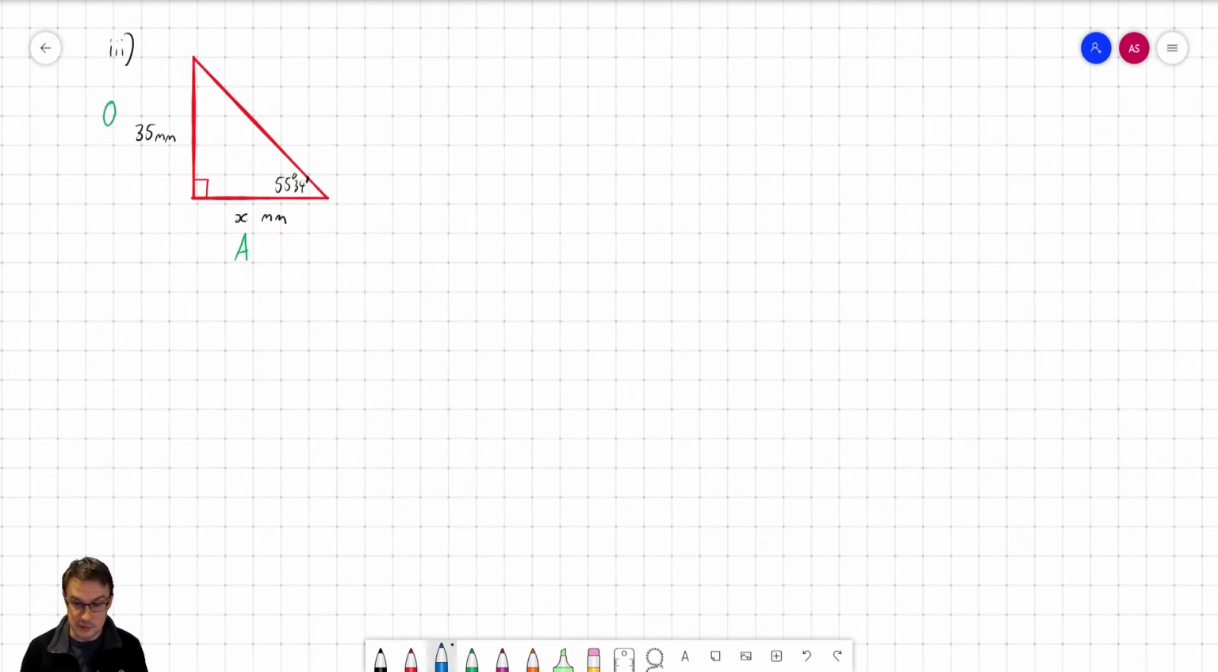So the ratio we're using in this instance is going to be the tan ratio. So it's going to be tan theta is equal to opposite over adjacent in this instance. Substituting the values we've got into this, what we're going to have is tan 55 degrees and 34 minutes. And that's going to be equal to opposite over adjacent. So it's going to be 35 over x. Now, what we need to do is rearrange it to make x here the subject.